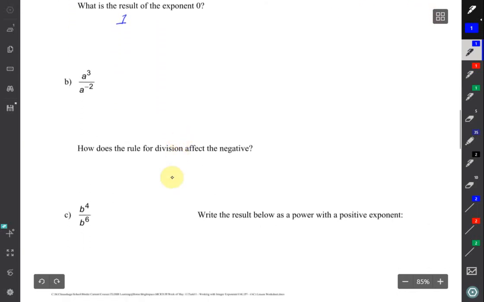So when we look at a situation like this where there's a negative in the denominator, I'm going to write this out in full just so we're all aware of what's happening. So when we subtract the exponents, it's 3 subtract the bottom exponent, which is minus 2. That's 3 minus minus 2, which makes it positive, so that's 3 plus 2, and that would be a to the 5.